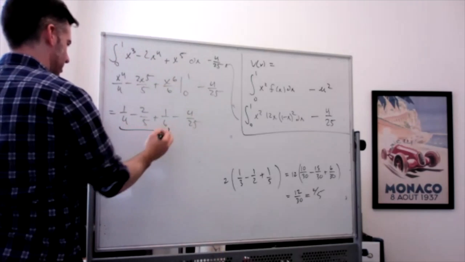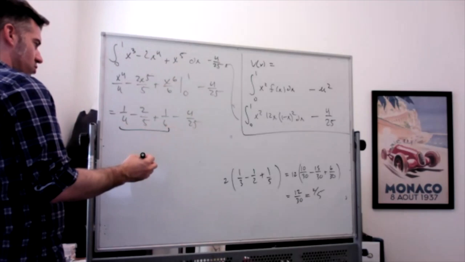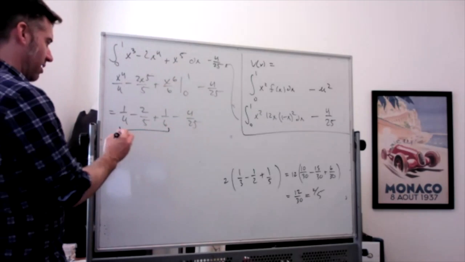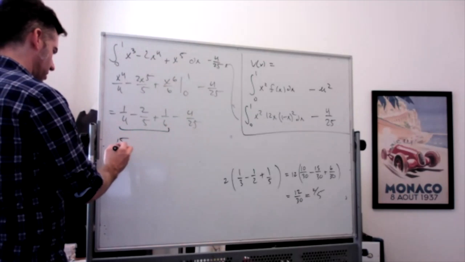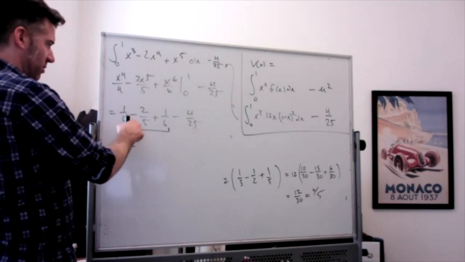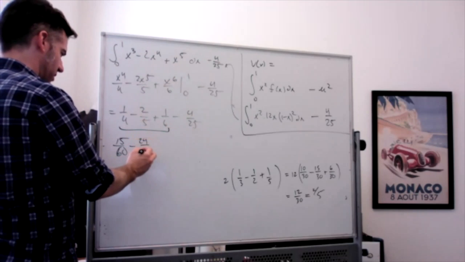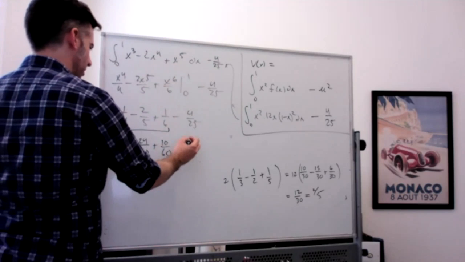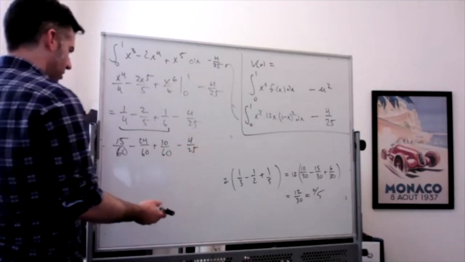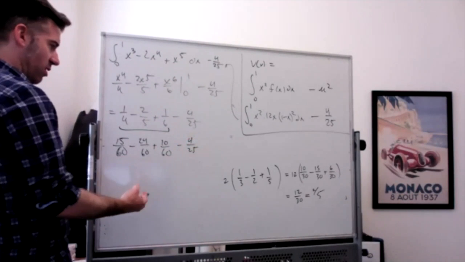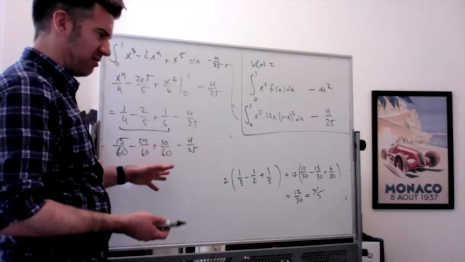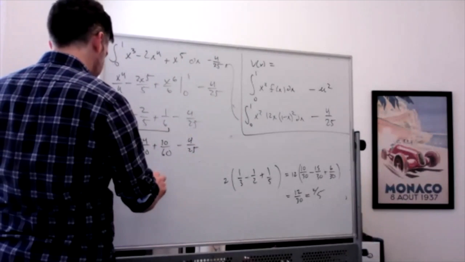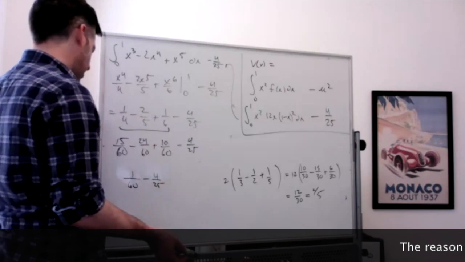Let's look at these three things. Yeah, even that's not a big common denominator. I think it's like 60. So this is 15 over 60 minus, multiplied by 12 over 12, 24 over 60 plus 10 over 60, minus 4 over 25. And interestingly enough, this ends up being 1 over 60. It's kind of interesting that each of these ends up being 1 over their thing. So that's 1 over 60 minus 4 over 25.